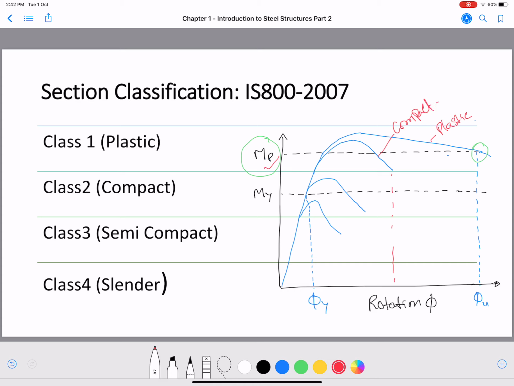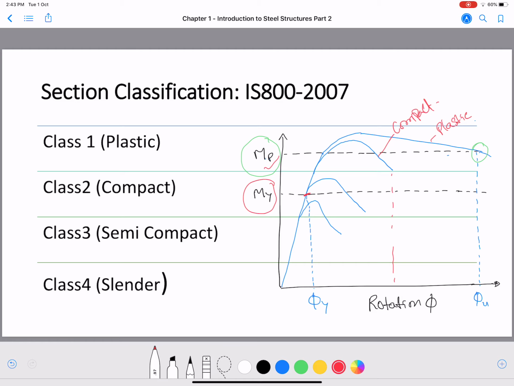Now come back to the semi-compact section. The semi-compact section is nothing but local buckling preventing the development of the plastic moment MP. It can only develop the yield moment My. It won't develop the MP. Before even touching the MP, the local buckling will prevent achieving the MP, but at least it will go up to the yield point of the member. This is called a semi-compact section.